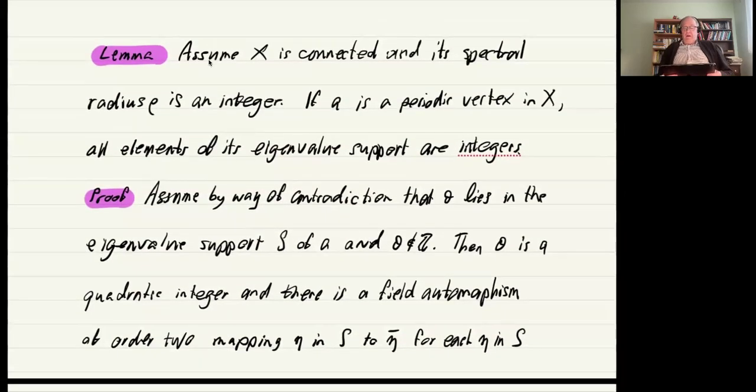Okay, so now I want to deal with regular graphs, and I'm going to do this in slightly greater generality. If I have a regular graph with valency k, then k is the largest eigenvalue. The assumption I'm going to make is that I'm dealing with a connected graph, and the spectral radius is an integer. So it doesn't have to be a regular graph. The important point is the spectral radius is an integer, and it's probably going to be an integer k before very long. Under that condition, we're going to prove that if we have a periodic vertex a in our graph, then all elements of this eigenvalue support are integers.